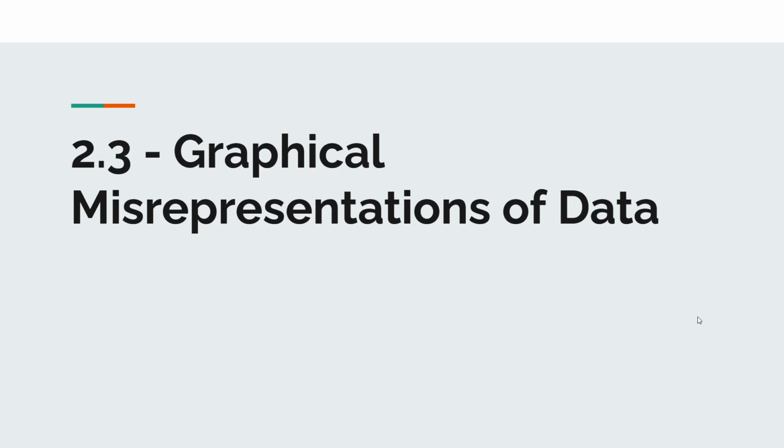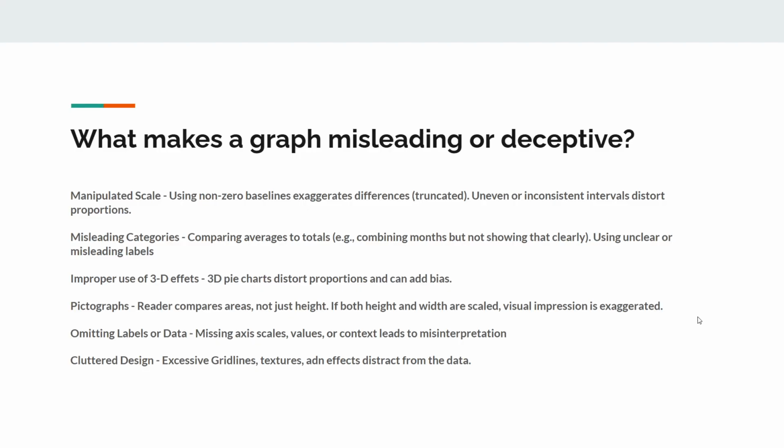3. Graphical misrepresentations of data. So what makes a graph misleading or deceptive? There's a manipulated scale, which uses a non-zero baseline that exaggerates differences. It's typically called a truncated scale sometimes, but uneven or inconsistent intervals distort proportions. I'll explain that later. Misleading categories is comparing averages to totals, or using unclear or misleading labels.